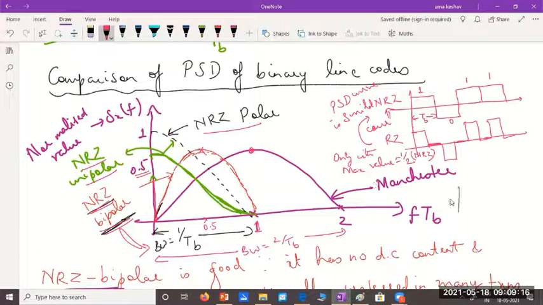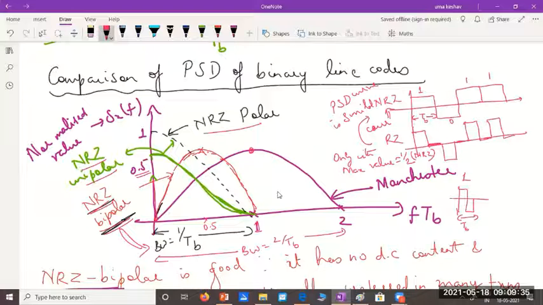As we have seen in Manchester encoding, every bit is represented with 2 pulses. So in 1 bit duration, I have to transmit 2 rectangular pulses, one positive, one negative. That's the reason why double the bandwidth is used by Manchester.